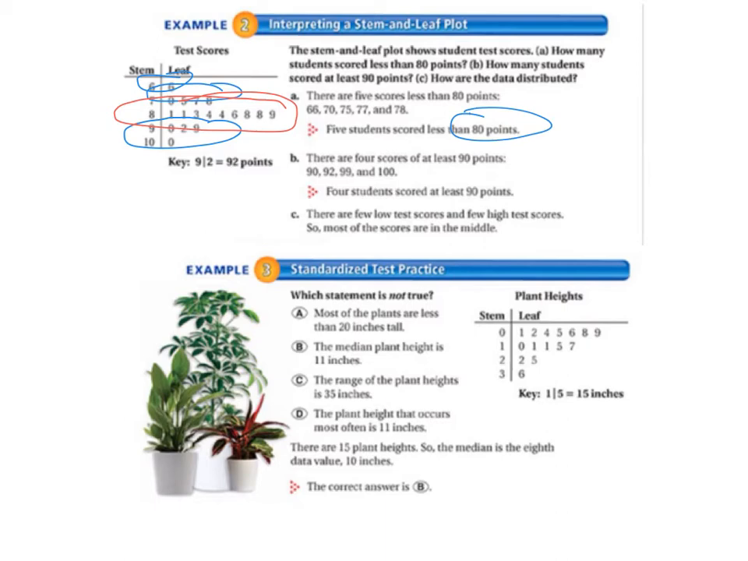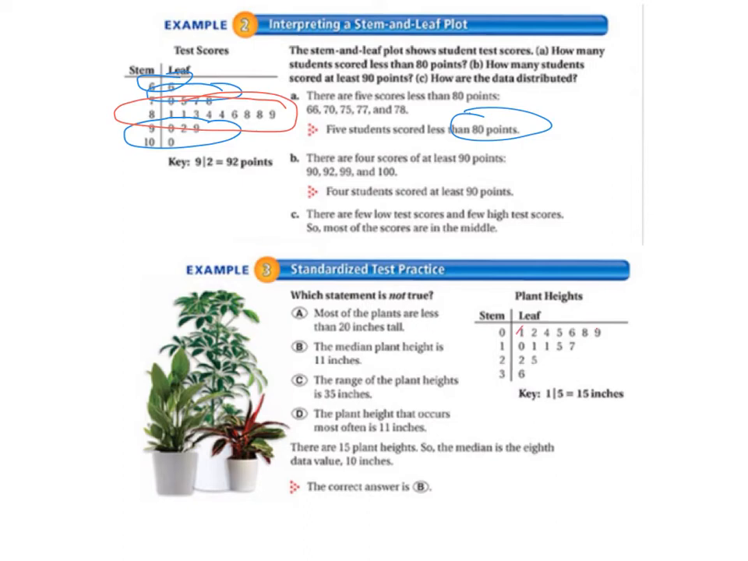Example 3, standardized test practice. We're looking at plant heights. Which statement is not true? A, most of the plants are less than 20 inches tall. So we can see that that is true because most of the plants are in the 1s and 10s. Letter B, the median plant height is 11 inches, so let's check that one out.